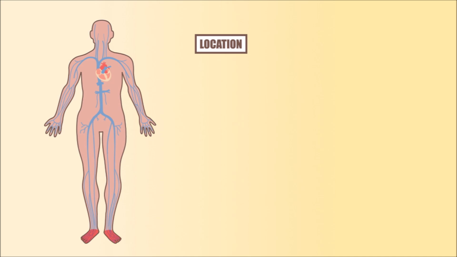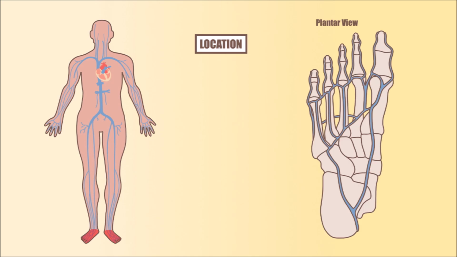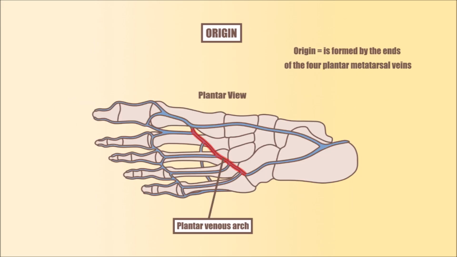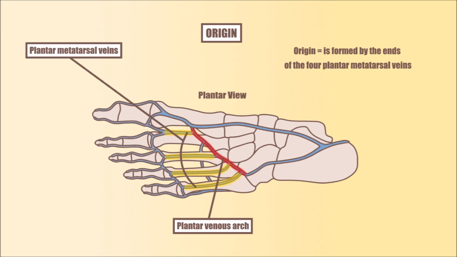If we look more closely at the veins on the plantar surface of the right foot, we can see here highlighted in red the plantar venous arch. Where does this vein originate? This vein originates and is formed by the ends of the four plantar metatarsal veins. The plantar metatarsal veins can be seen here highlighted in yellow.